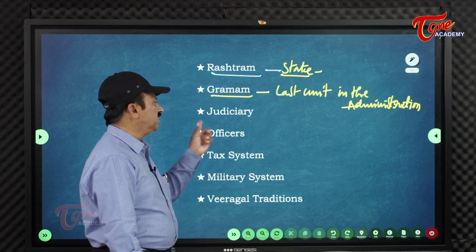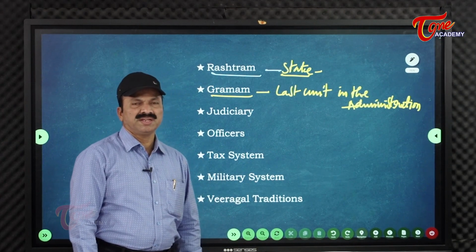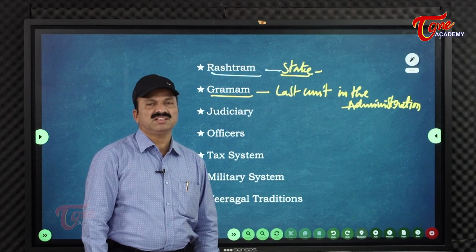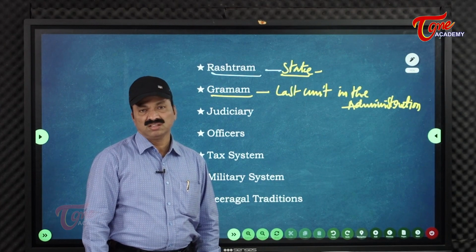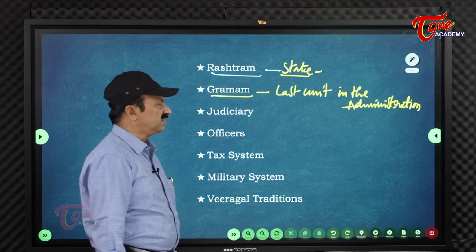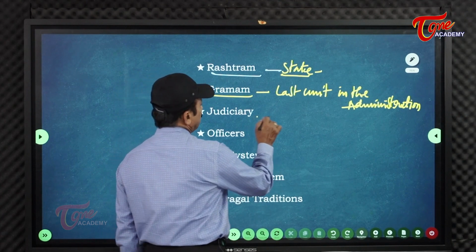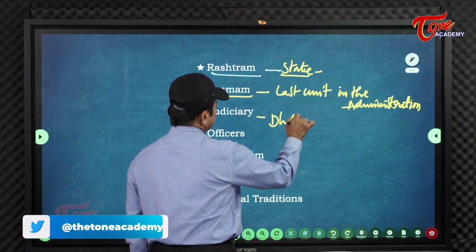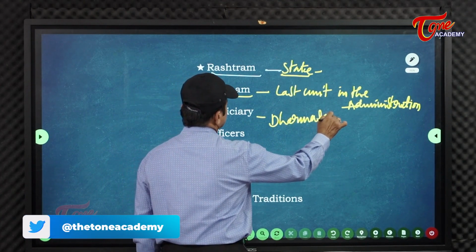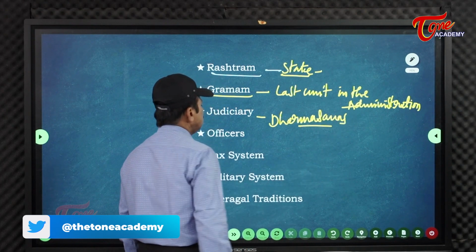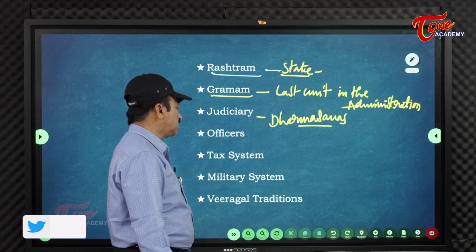Then the judiciary also existed well in this period. The judiciary was called Dharmasanas. The judges continued with the same name, Dharmasanas.